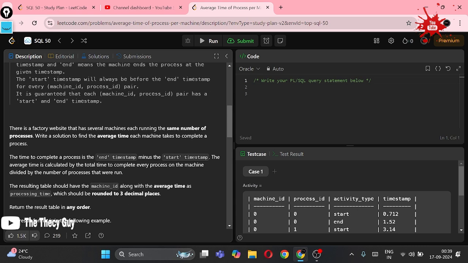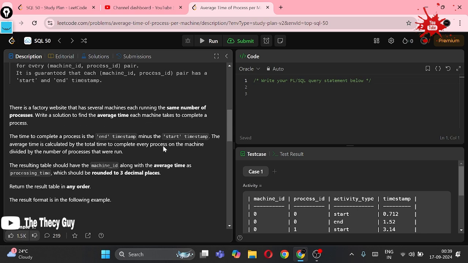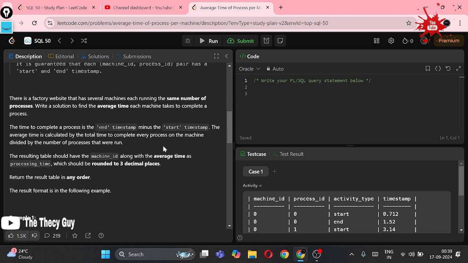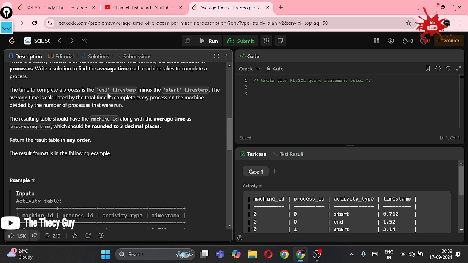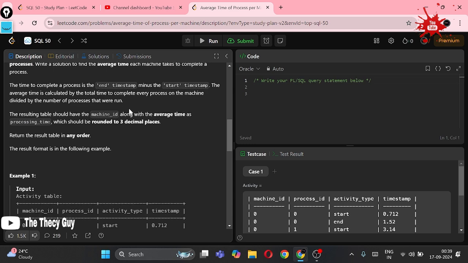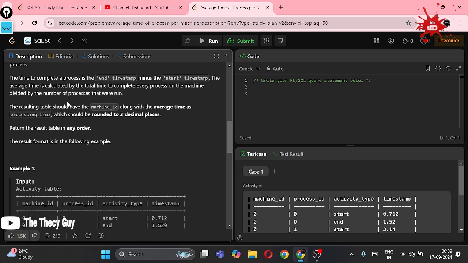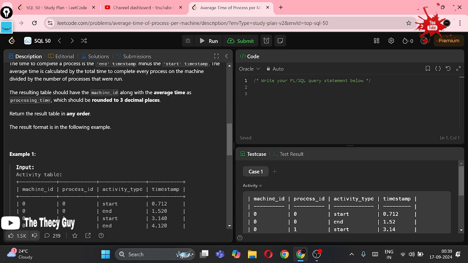Now there is a factory website that has several machines, like 1, 2, 3, 4, each running the same number of processes. Write a solution to find the average time each machine takes to complete a process. The time to complete a process is the end timestamp minus the start timestamp. The average time is the total time to complete every process on the machine divided by the number of processes that were run. The result should show machine ID along with average processing time, rounded to 3 decimal places.